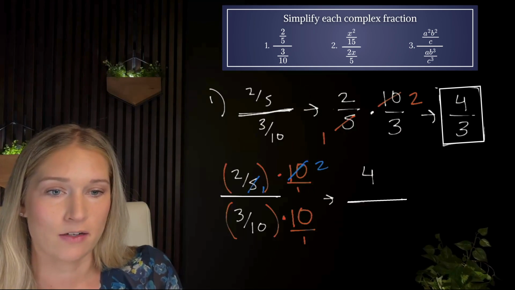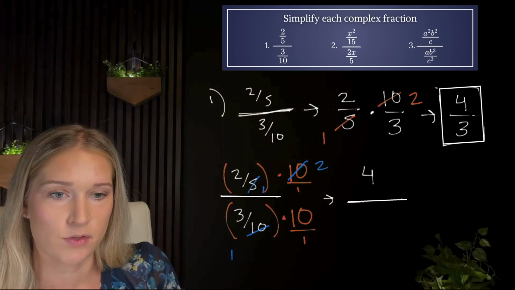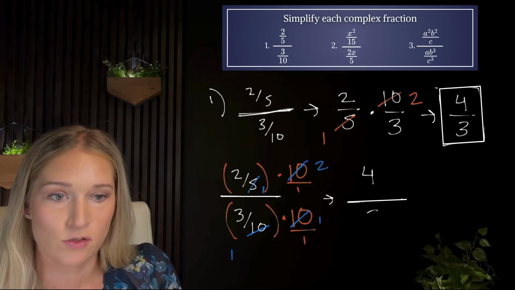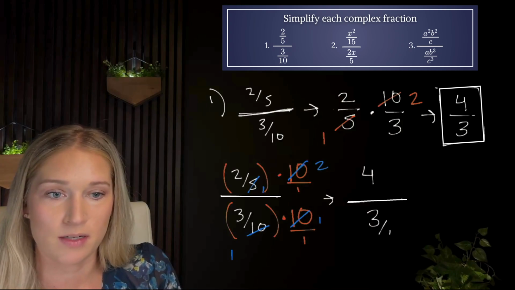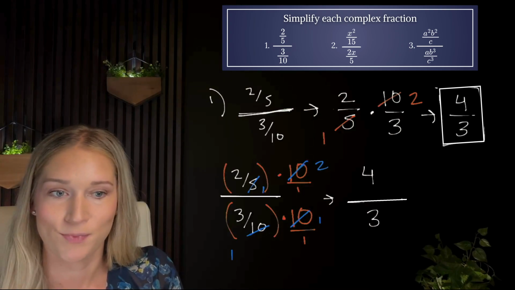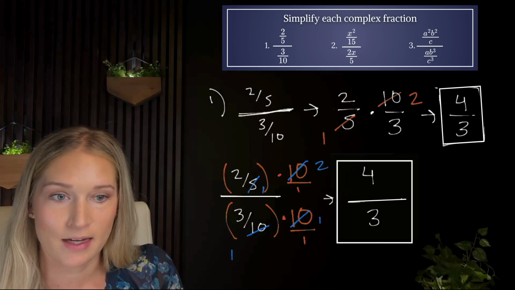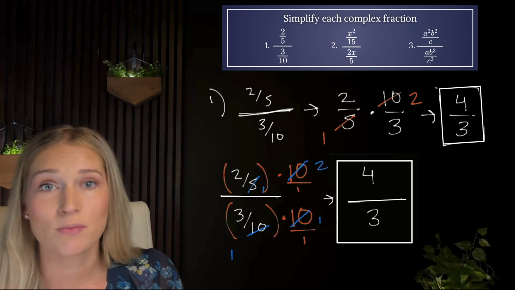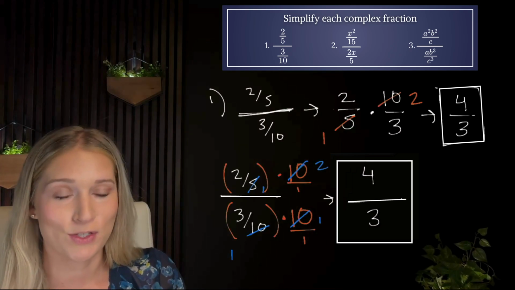In the denominator, I'm going to reduce my 10s down to 1 and 1. I multiply straight across. 3 times 1 is 3. My denominator, 1 times 1 is 1. Again, that's just 3. So I got the same thing, but maybe a little less work doing it this way. But either way, whichever method you're more comfortable with, you can use.